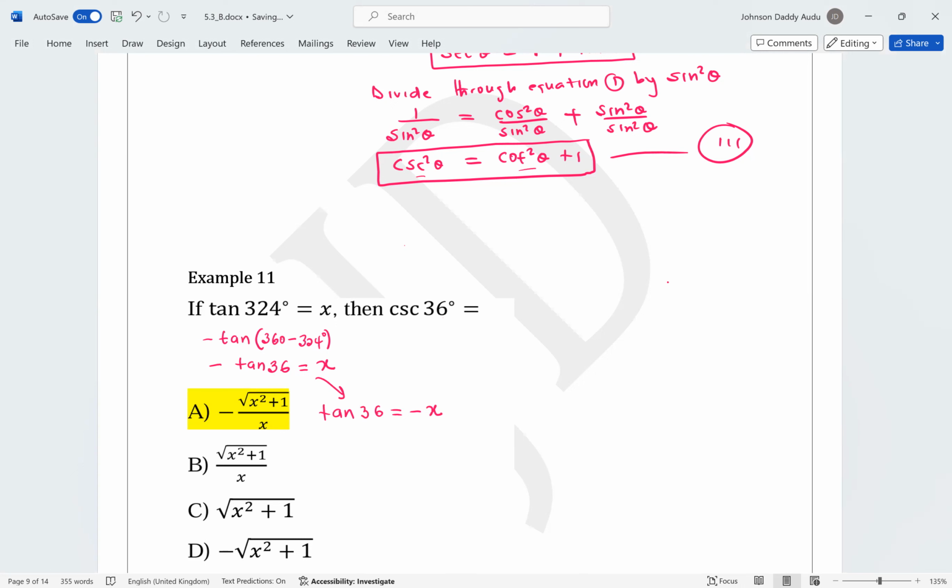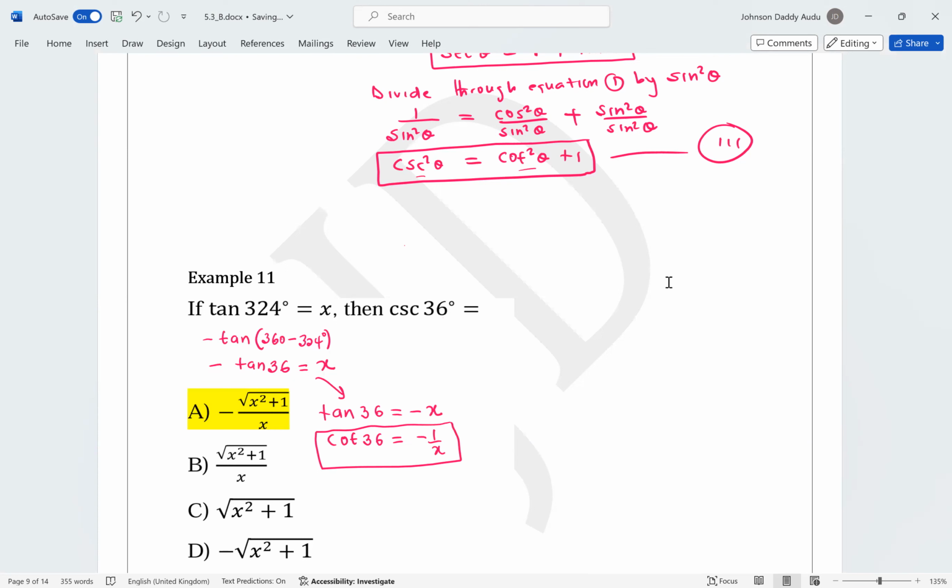So from here, we can get cotan of 36. It's just going to be minus the reciprocal, right? So it's just going to be minus 1 over x. Okay, so let's keep this.